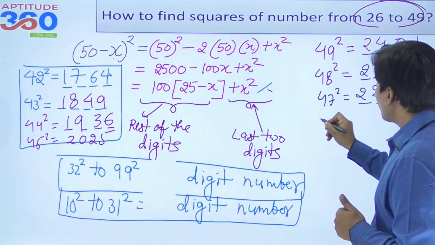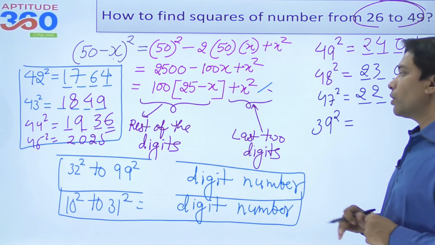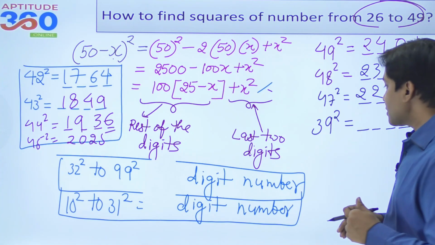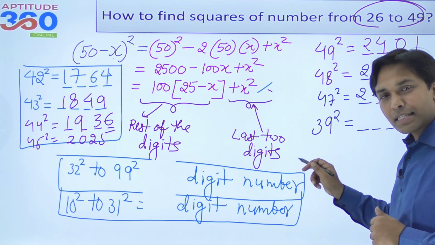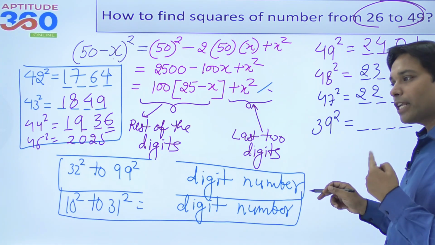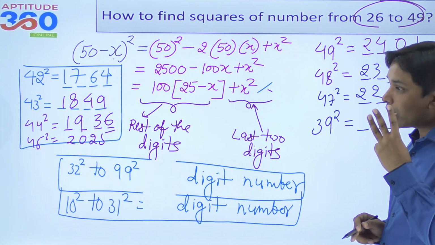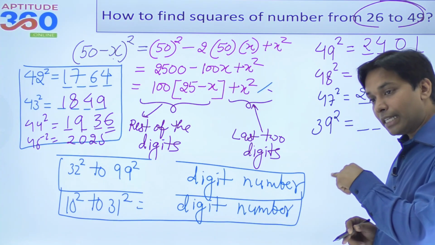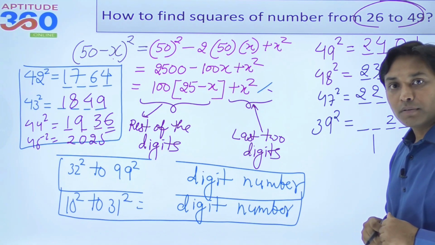Let's figure out the square of 39 so that you understand it well. 39 square is again a 4-digit number. You will find out this number is 11 less than 50. What is 11 square? 11 square is 121. 121 is now a 3-digit number, but you cannot accommodate all the 3 digits out there. So you will have to write the last two, which is 21, and 1 will go ahead as a carry forward.